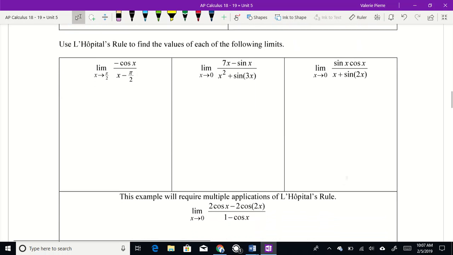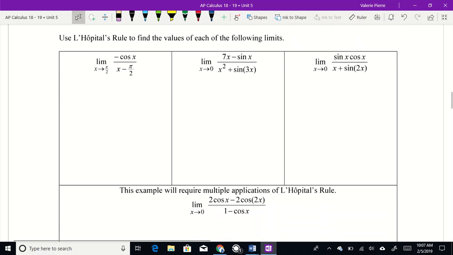So we want to use L'Hopital's rule to find the values of each of the following limits. I'm only going to find the values for 2 of these limits, and the other 2 you'll do on your own.